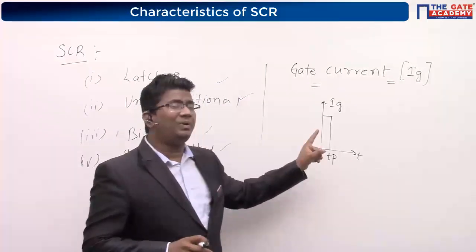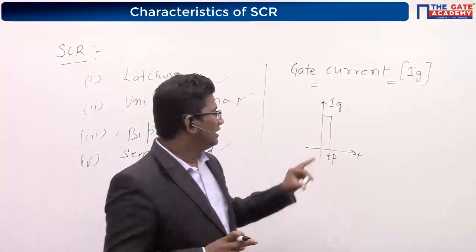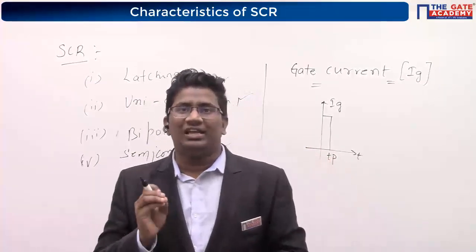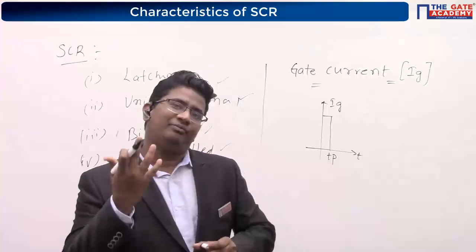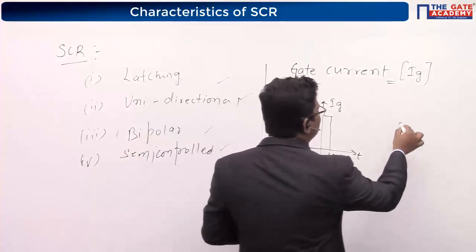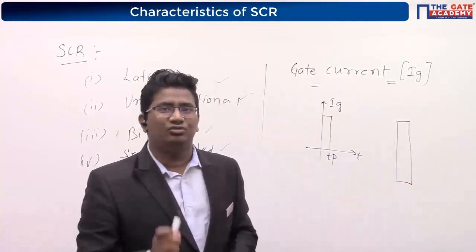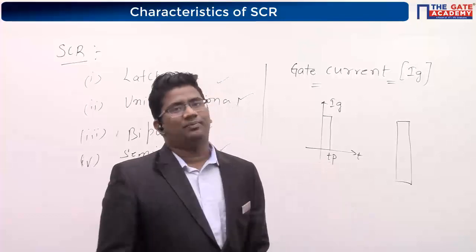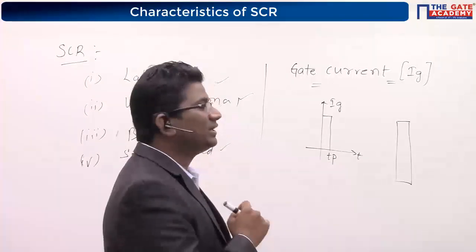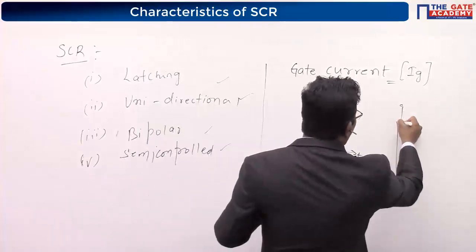Now, can I keep this gate pulse duration, TP, according to my wish, or does it depend on any other parameter? Yes, you said load. This is my load. What should that load contain to decide the pulse width? Yes, majorly inductive load, perfect.